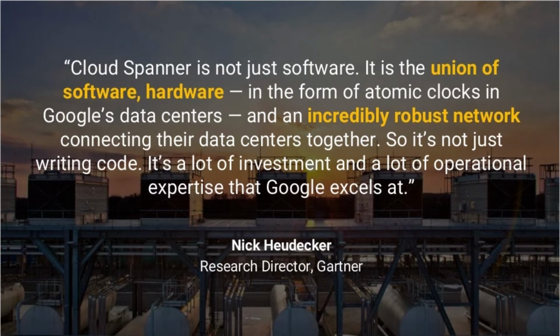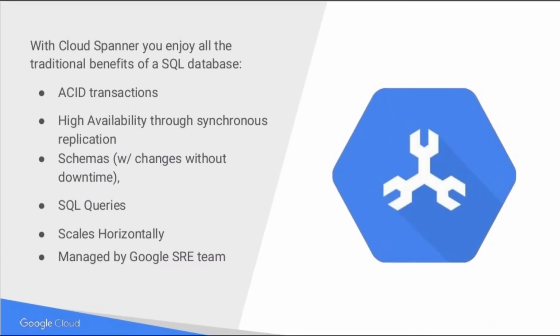Cloud Spanner is not just software, it is a union of software and hardware in the form of atomic clocks in Google data centers and an incredibly robust network connecting those data centers together. It's not just writing code, it's a lot of investment and operational expertise that Google excels at. With Cloud Spanner, you can enjoy all the traditional benefits of a SQL database like ACID transactions, high availability through synchronous replication, schemas, SQL queries, horizontal scaling, managed by the Google SRE team.